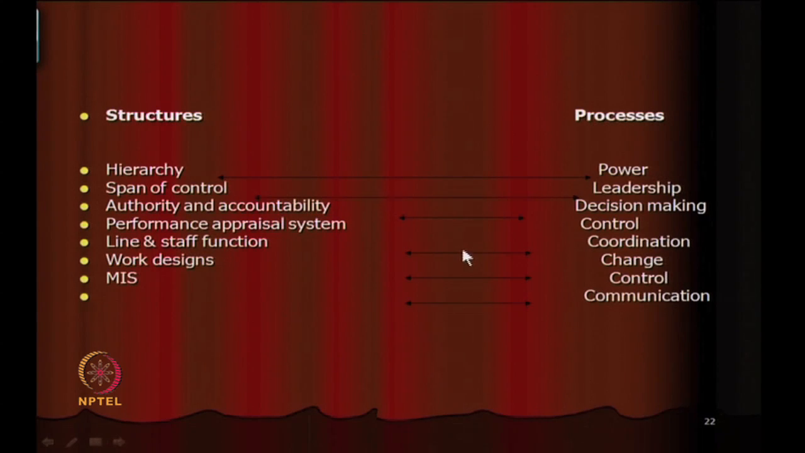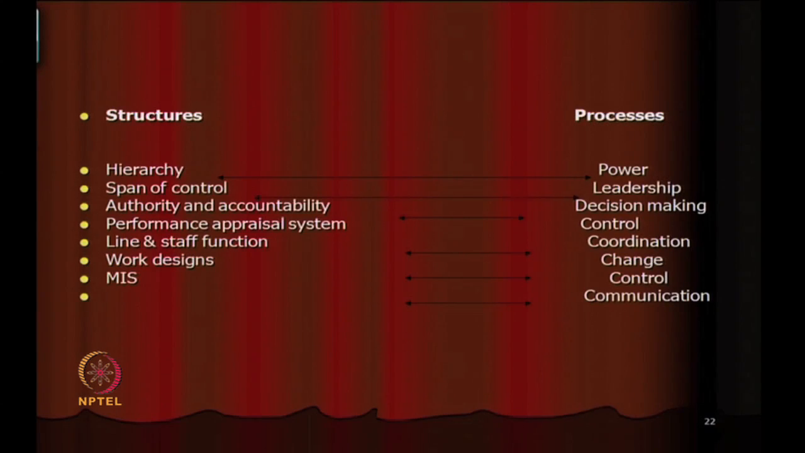Line and staff function is linked up with coordination. Work designs are linked up with controls. Under processes, we have got communications, and deliberately this is left blank, because you can link up MIS with control, you can link up work design with change, and the diagram speaks for itself. But communication, while a process function, covers just about everything in the organization.